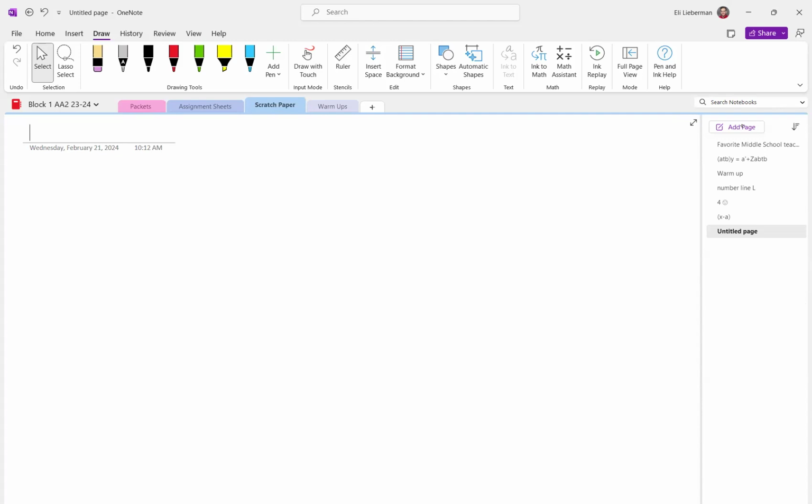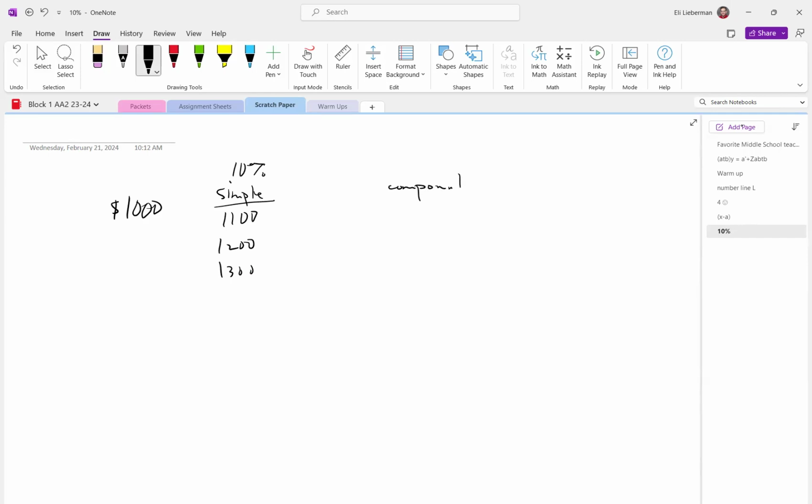Let's do a simple example. Let's say you start with $1,000 and you get 10% interest per year. If it's simple interest, that means the first year you're going to have 1,100, the next year 1,200, 1,300, etc. Nowhere works like that. Banks do not work like that. They do compound, which means after 1 year, you're going to have $1,100.